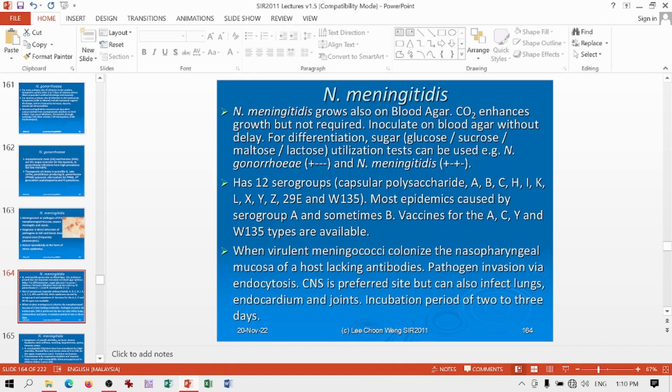Neisseria meningitidis has 12 serogroups. However, most epidemics are caused by serogroup A and sometimes B. Vaccines are available for these types. When the virulent meningococci colonize the nasopharyngeal mucosa, and our host lacks antibodies, the pathogen invades via endocytosis, and then the bacteria move to the central nervous system. The bacteria can also infect lungs, endocardium, and joints. Incubation period is about 2 to 3 days.